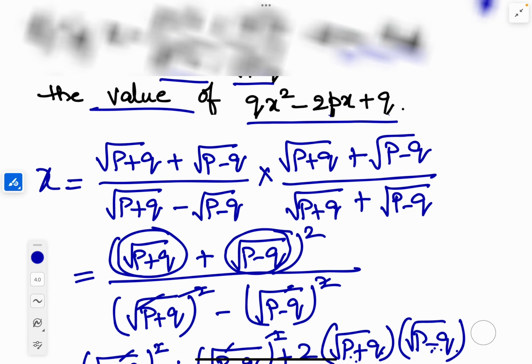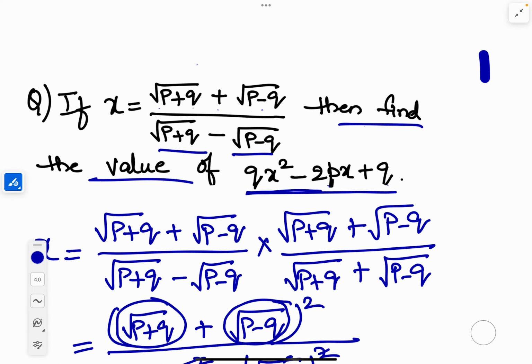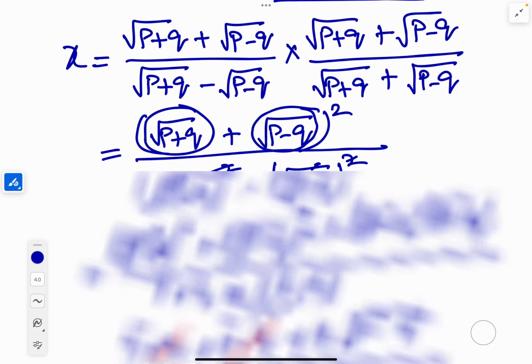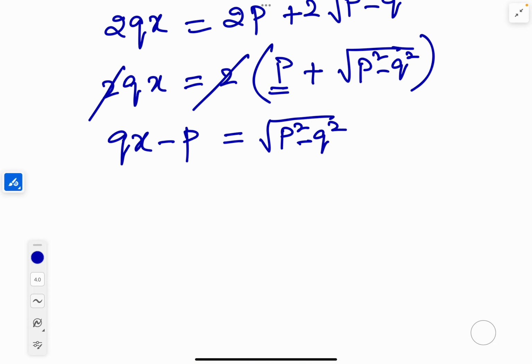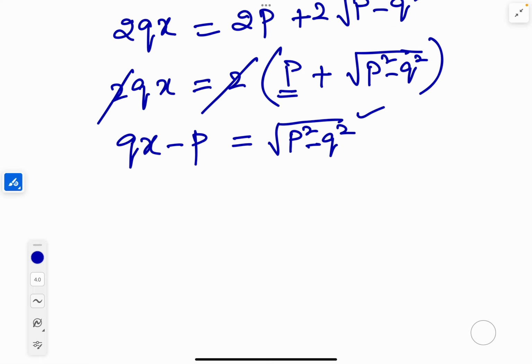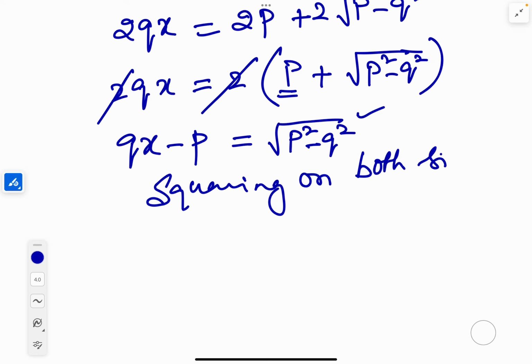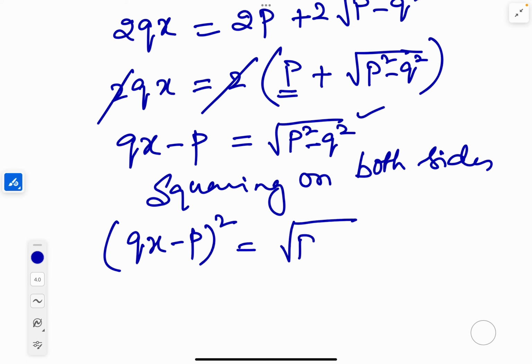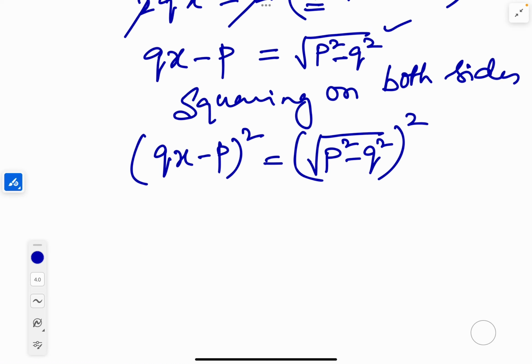Now whatever they are asking here, it is qx square minus 2px plus q. So we don't require this square root symbol. To remove the square root symbol, we have to do squaring on both sides. Now if we do squaring on both sides, what will we get? (Qx minus p) whole square is equal to (square root of p square minus q square) whole square, okay.